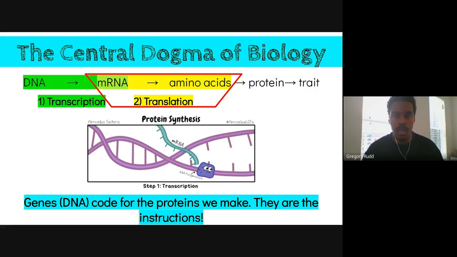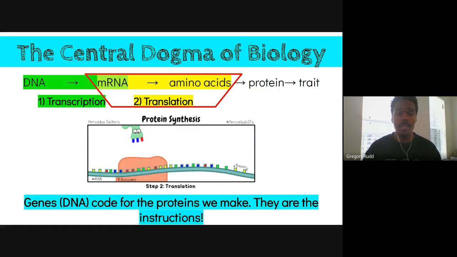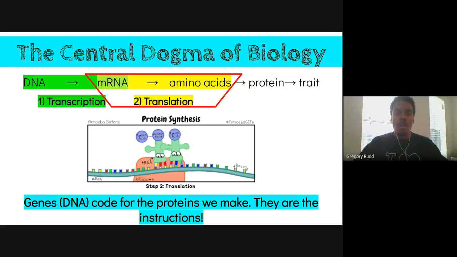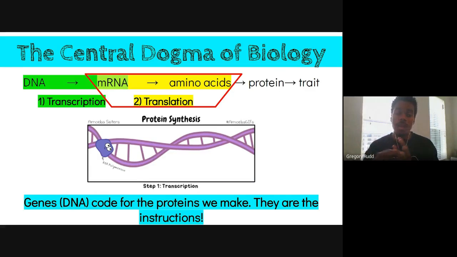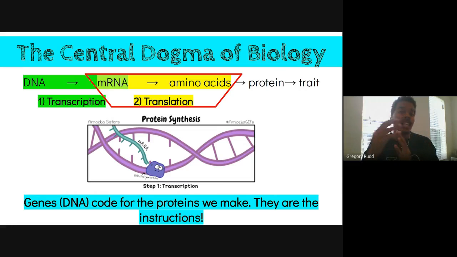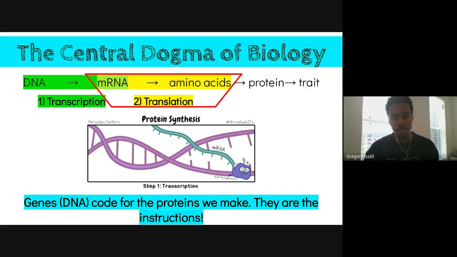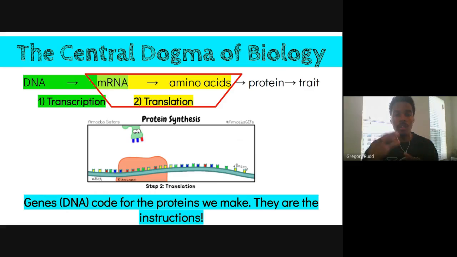The central dogma of biology is so important because it describes the process by which genes code for proteins. And of course, we pass on our genes from one generation to the next. Genes are the instructions. They are the instruction manual that tells our cells what to make, when to make it, how to make it, and what quantity to make it. And so our genes are so important, but this process allows us to go from genes, which are DNA, all the way to proteins.